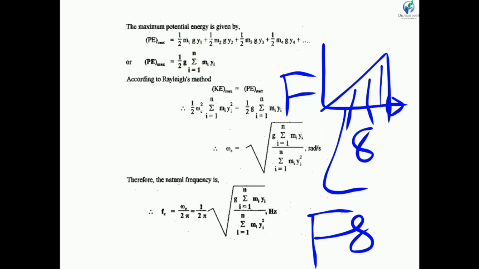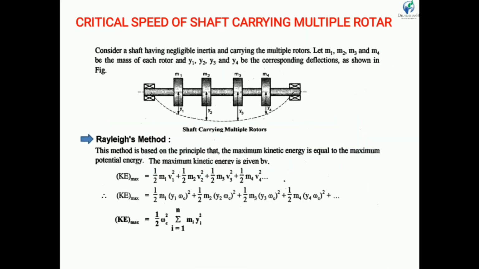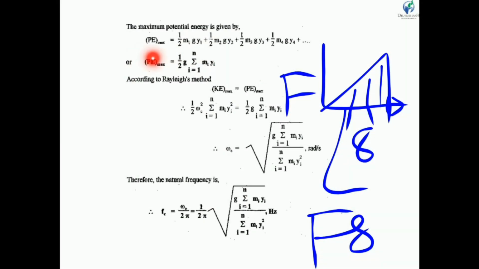So because the force in this direction is a weight, weight is m1 into g. Maximum potential energy is equal to 1/2 m1g into y1 plus 1/2 m2g into y2 plus 1/2 m3g into y3 plus 1/2 m4g into y4 and so on. So in a general way we can say that maximum potential energy is 1/2 into g sigma i equals 1 to n of mi into yi.